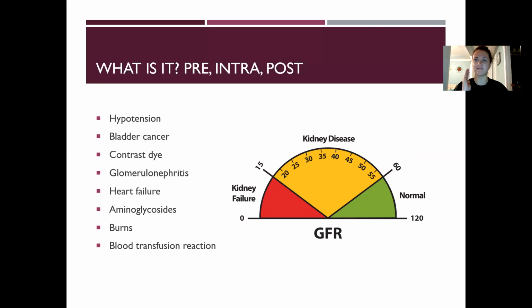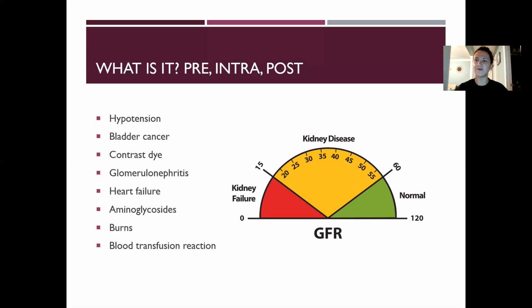Contrast dye, we talked about it, that's affecting the kidney directly. So is glomerulonephritis, that affects the kidney directly. Heart failure, hearts are above the kidneys. So that's a pre-renal cause because heart failure is going to cause a decrease in cardiac output. And so we need to address the heart failure in order to address the kidney injury. Aminoglycosides are a type of antibiotic that are particularly toxic to the kidneys. So we have to be very careful with our dosing in those patients. That would mean it's an intrarenal cause of AKI.